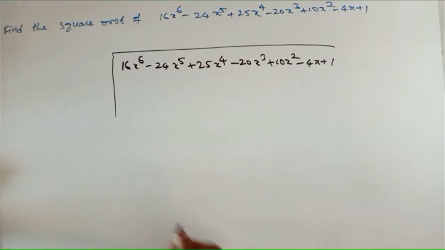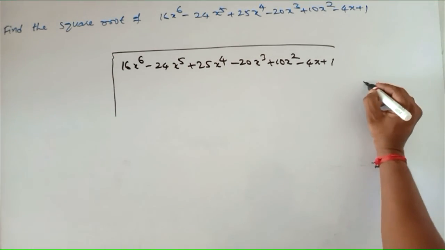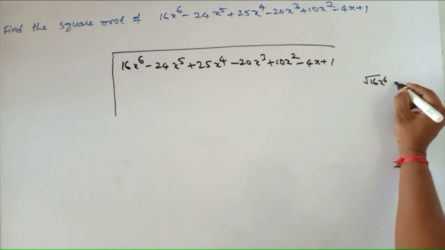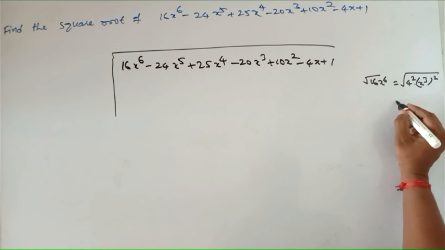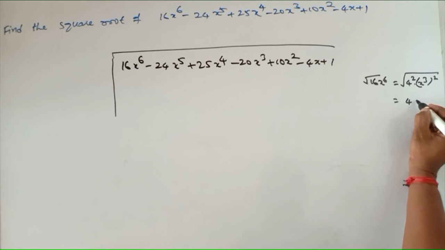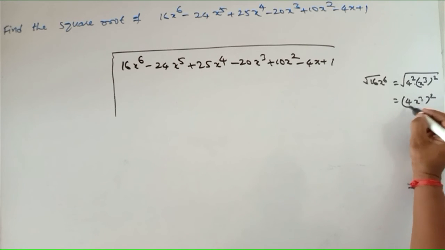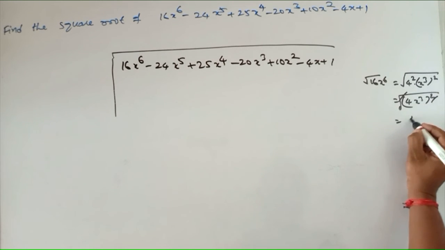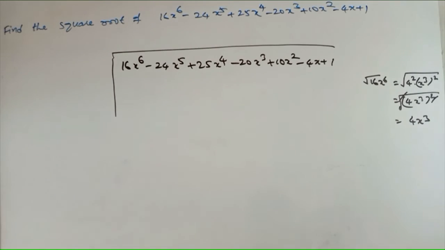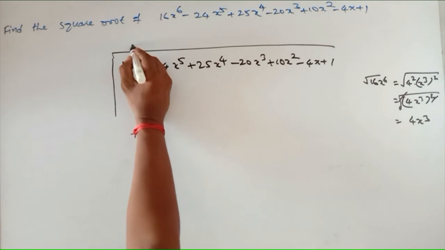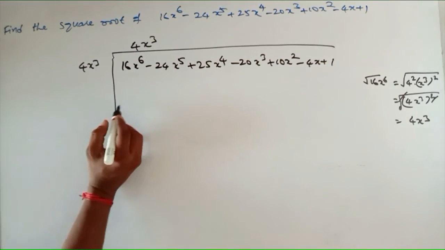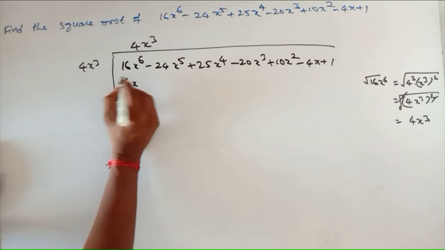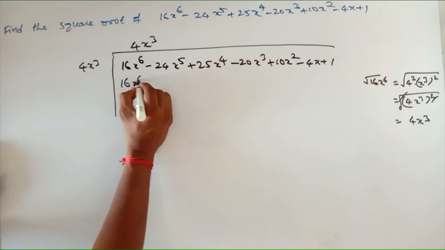Now first, I need to find the square root of 16 x to the power of 6. That is equal to 4 square into x cube whole square. So the square root cancels, that is equal to 4x cube. So the square root of 16 x to the power of 6 is 4x cube. I am taking 4x cube here and also 4x cube. 4 4s are 16, x cube into x cube is x to the power of 6.